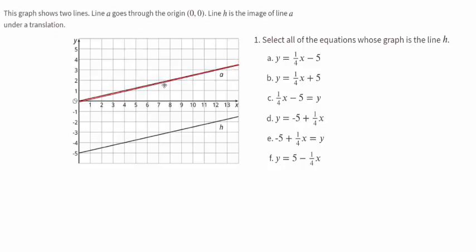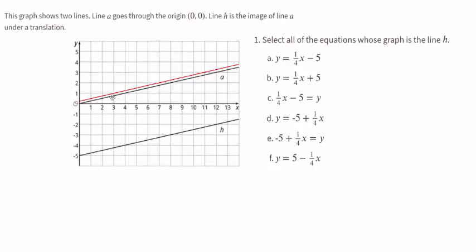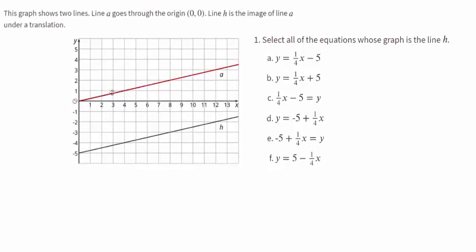How many spaces will it go? I'm just picking, starting at the origin, and I'm just going to move this down. 1, 2, 3, 4, 5. So it looks like it went down 5 spaces. It got translated down 5. So here our y-intercept is 0. Here our y-intercept is -5.